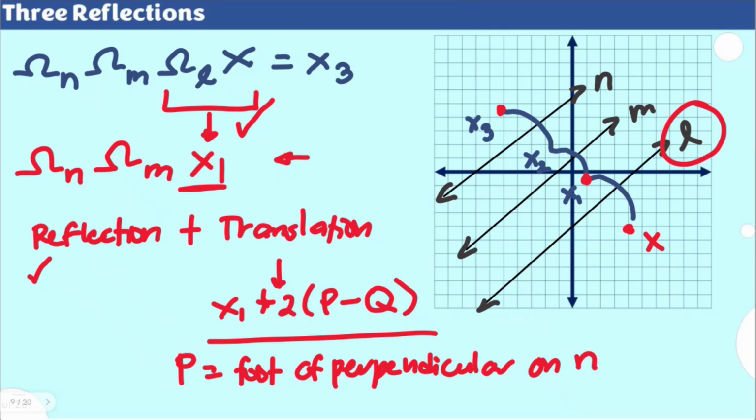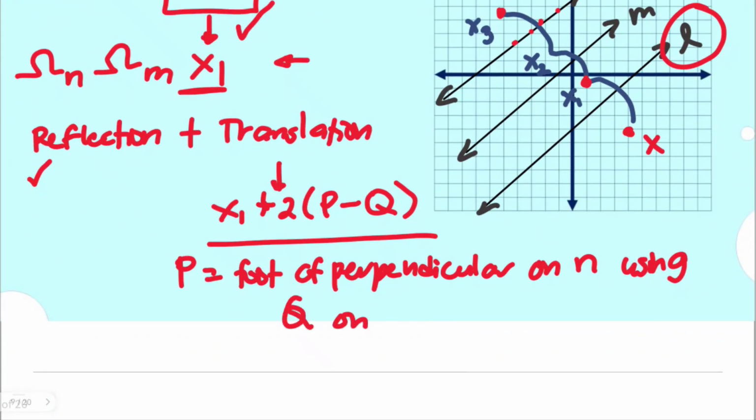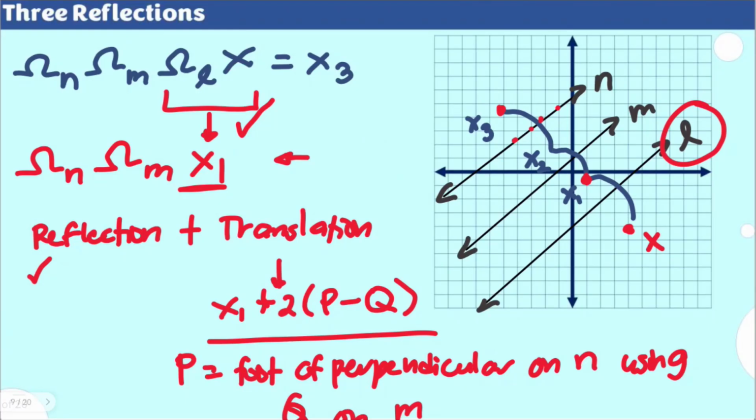The foot that you can see here using Q on your M. So after we take the first reflection, we choose here any Q, and of course we have the corresponding P for that, and we're going to take that here together with your first reflection to solve for the three reflections.